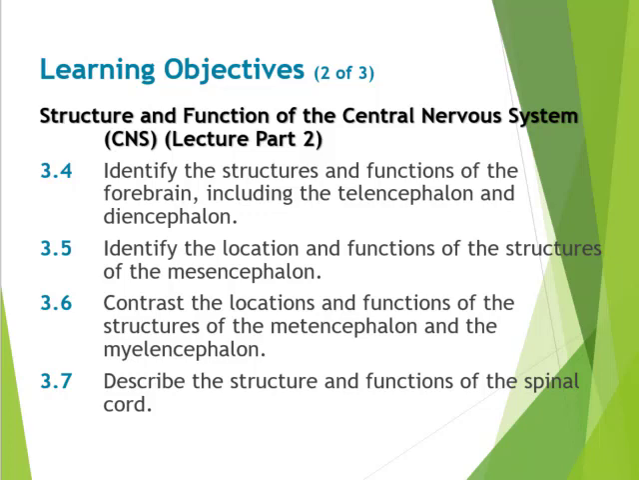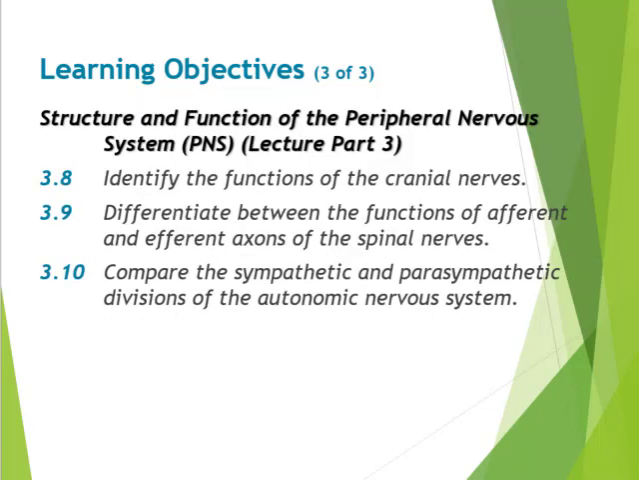We're also going to identify areas and functions of structures in the mesencephalon. We're going to think about the different functions of metencephalon and myelencephalon structures. All this will make sense to you by the end of the lecture. We're finally going to describe how the spinal cord works and the important anatomical structures therein. In part 3 of this lecture for Unit 2, we're going to talk about the peripheral nervous system specifically.